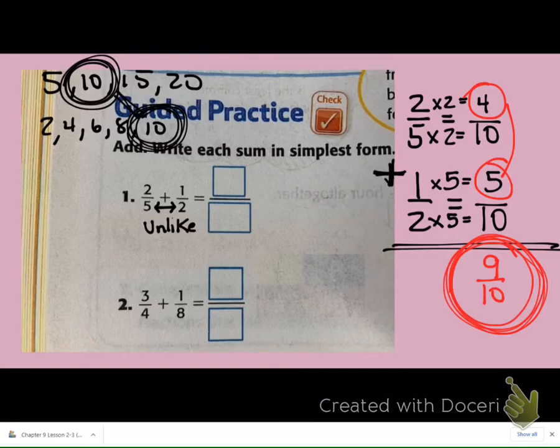I'd like you guys to go ahead and work on number 2. Pause the video, solve it, and then come back for your answer if you would, please.